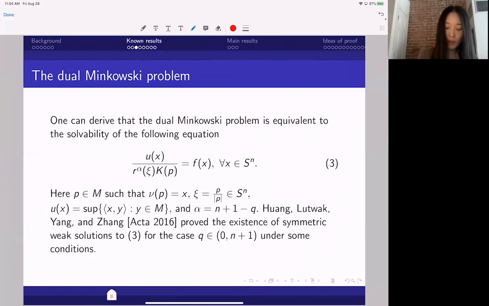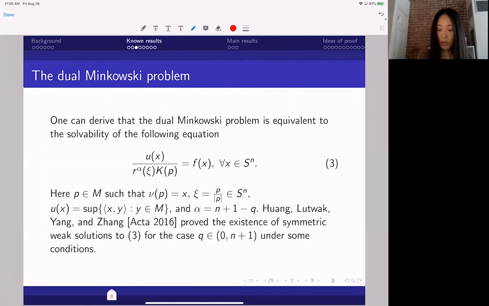So one can derive that the dual Minkowski problem is equivalent to the solvability of the following equation, which is u of x over r to the alpha of chi times K of p equals f of x. So here p is a point on the manifold M, and the nu of p is our x. So chi is the direction of the point p, right?